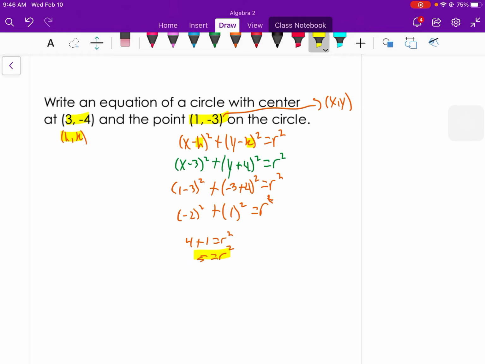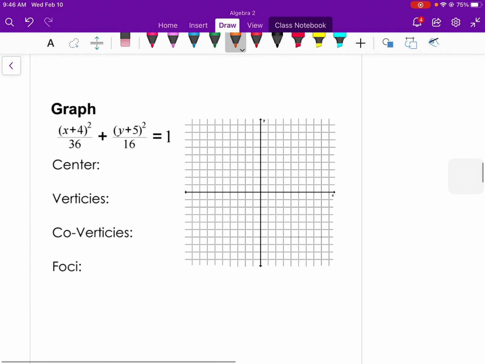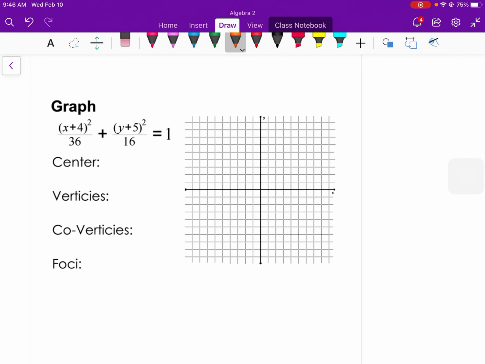At this point, we're not done. This is not the final solution. We need to plug this back into this step in green, because now we have our xy with the actual point. So that's why I like to do that step first. So then when we rewrite it, it's going to be x minus 3 squared plus y plus 4 squared equals 5 when we plug in for r squared. So now this would be our final answer.